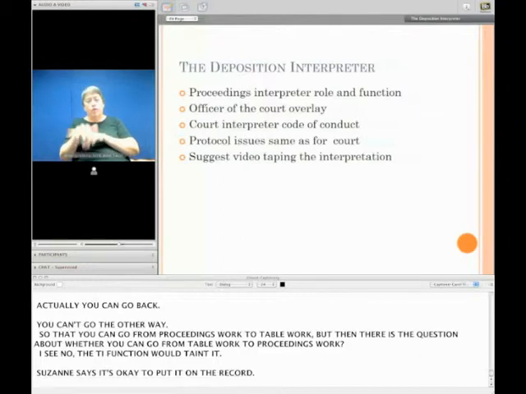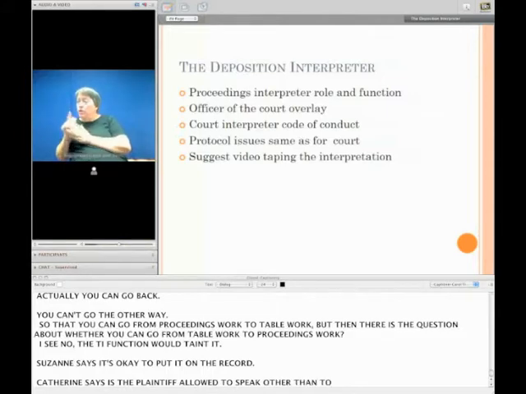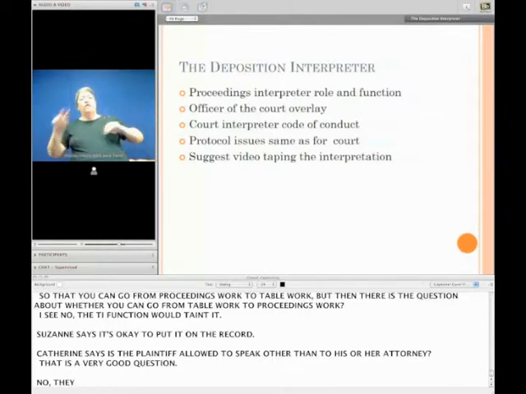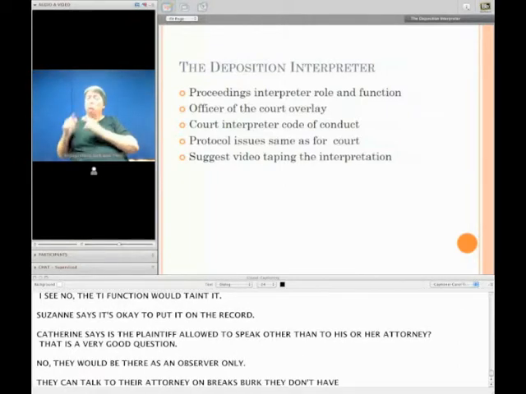Catherine says, is the plaintiff allowed to speak other than to his or her attorney? That's a very good question, Catherine. No, the plaintiff would be there as an observer only. They may talk to their attorney on breaks, but they don't have any role in speaking during the deposition.